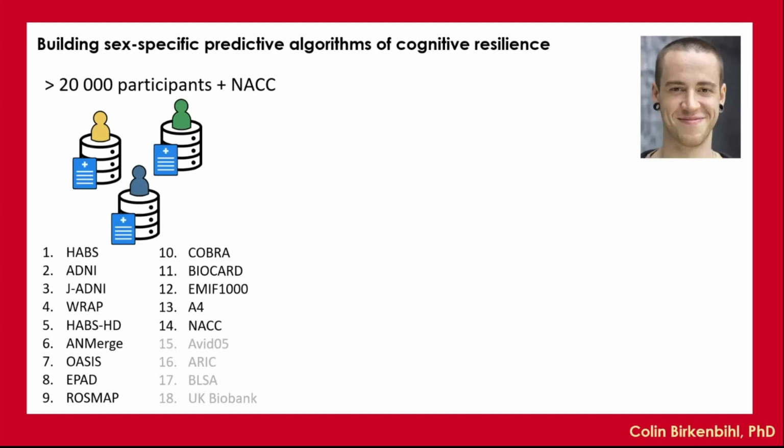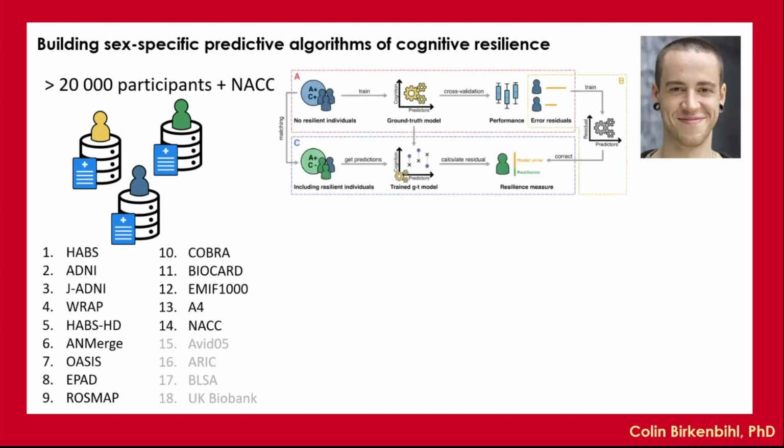Right now, what we're trying to do is gather about 20,000 participants across nearly 20 cohorts now. That doesn't even include NAC, which is in and of itself a massive study. This is a very, very complicated diagram, and I'm not going to go into it too much, but what we're doing right now is trying to define, as well as possible, a robust measure of resilience that does not rely on a residual.